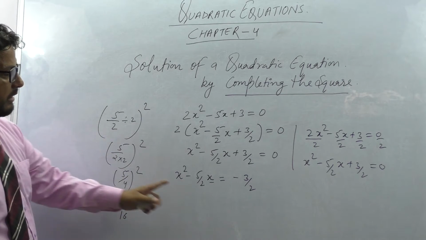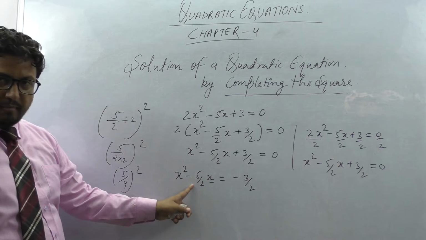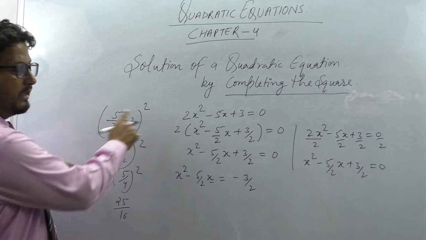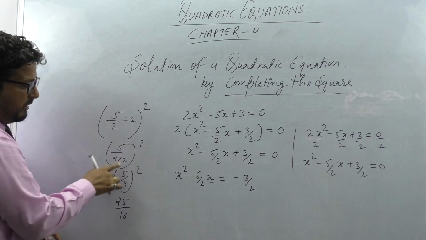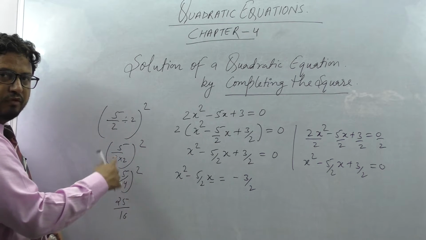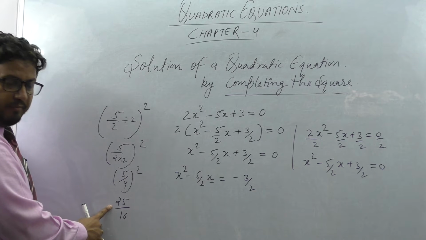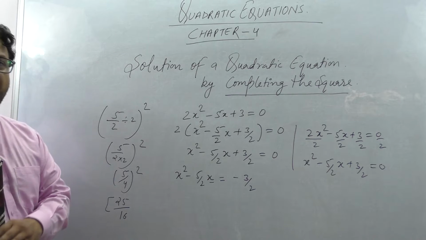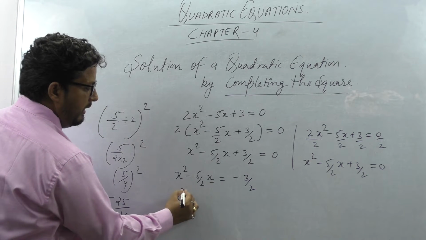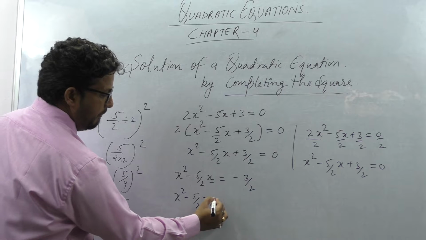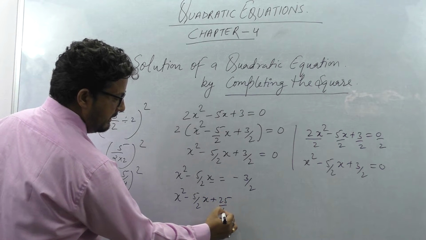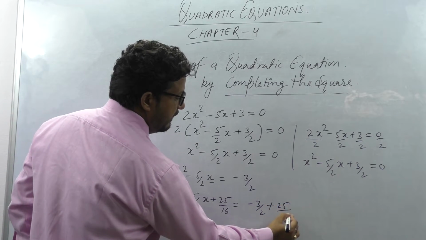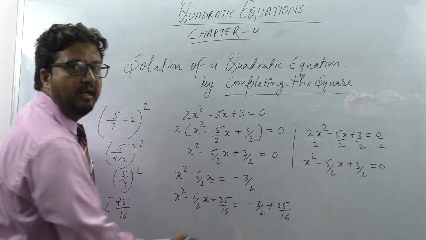What I said: firstly take the coefficient of the x term, which is 5 by 2. Divide it by 2, and take the square of it. When you divide by 2, the 2 comes down, so it is 5 by 4, and you take the square: 5 square is 25, 4 square is 16. The term you got here, you have to add to both sides. So x square minus 5 by 2x plus 25 by 16, and in the same way 3 by 2 plus 25 by 16, on both sides of the equation.